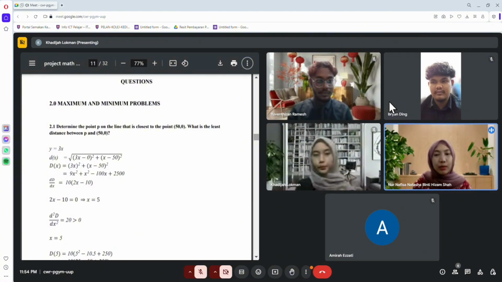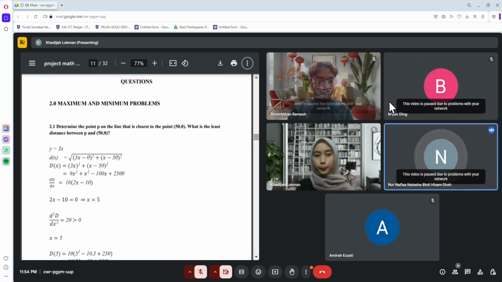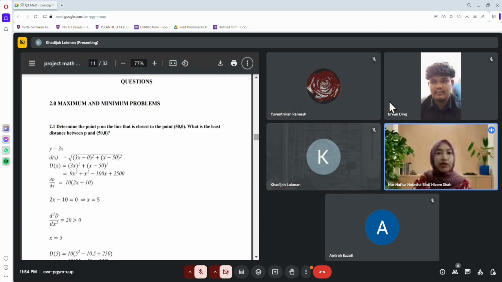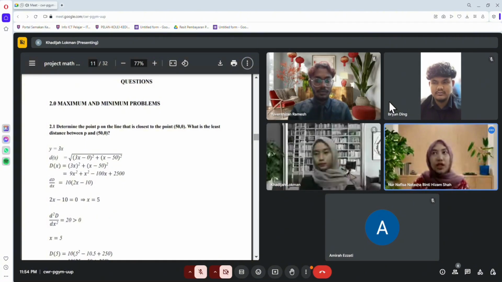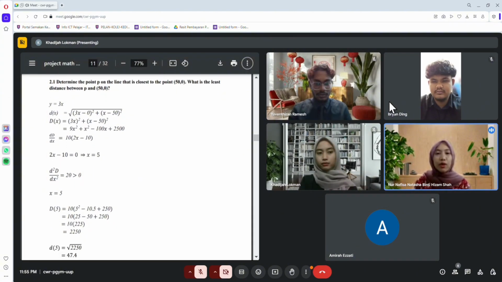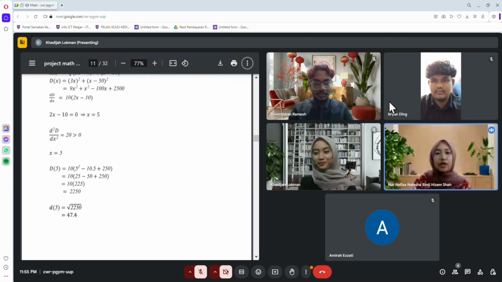Okay, so now we go to 2.0, which is the maximum and minimum problem. So my part is 2.1. We are going to determine the point P on the line that is closest to the point (5, 0). What is the least distance between P and (5, 0)? Let's solve a simple problem. This question needs us to find the point closest to (5, 0) on the line. Using the formula, we found the least distance is about 47.4 units. This shows how differentiation helps us to solve optimization problems easily. So 47.4 is the final answer.